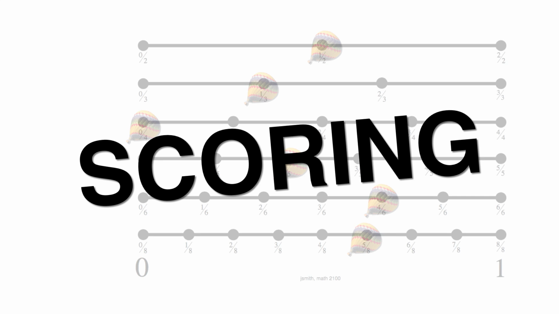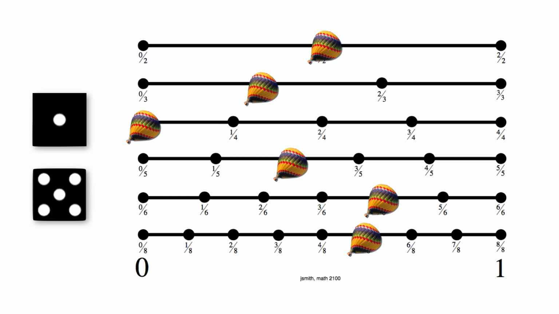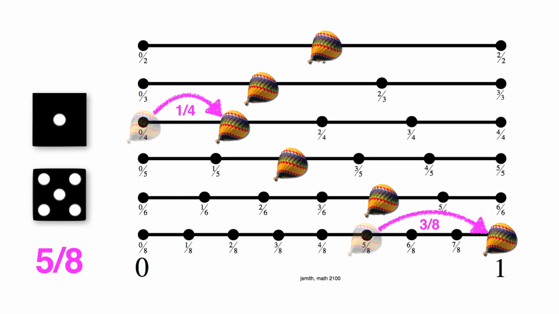Scoring in the game. Suppose your game board looks like this. On your turn, you roll a 1 and a 5. Remember that that 1 gets converted to an 8. So we're really talking about 5/8 here. We can move along the bottom track 3/8 and land on 1. We have a remaining 1/4 that we can move along the fourths track, because 1/4 plus 3/8 is 5/8.